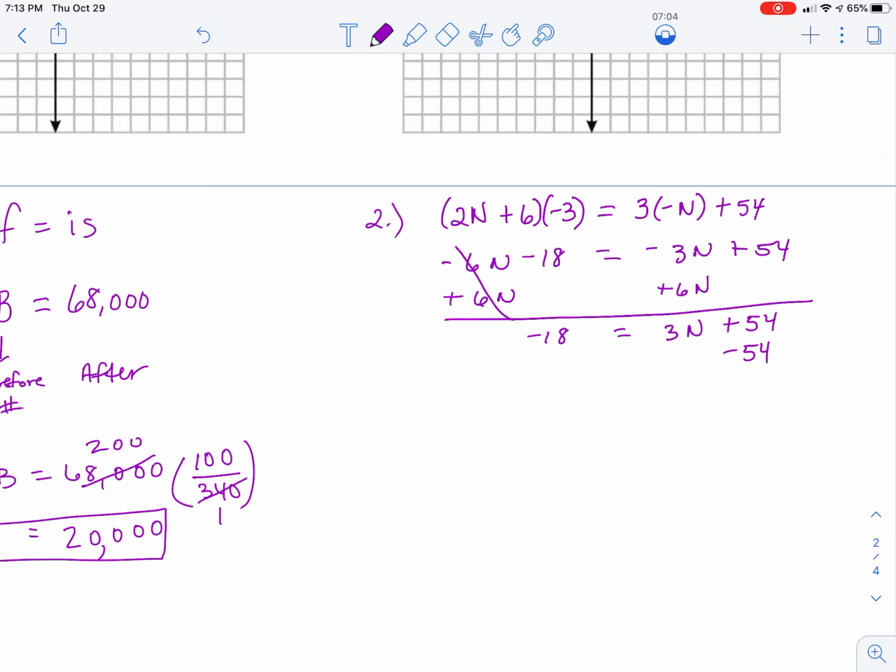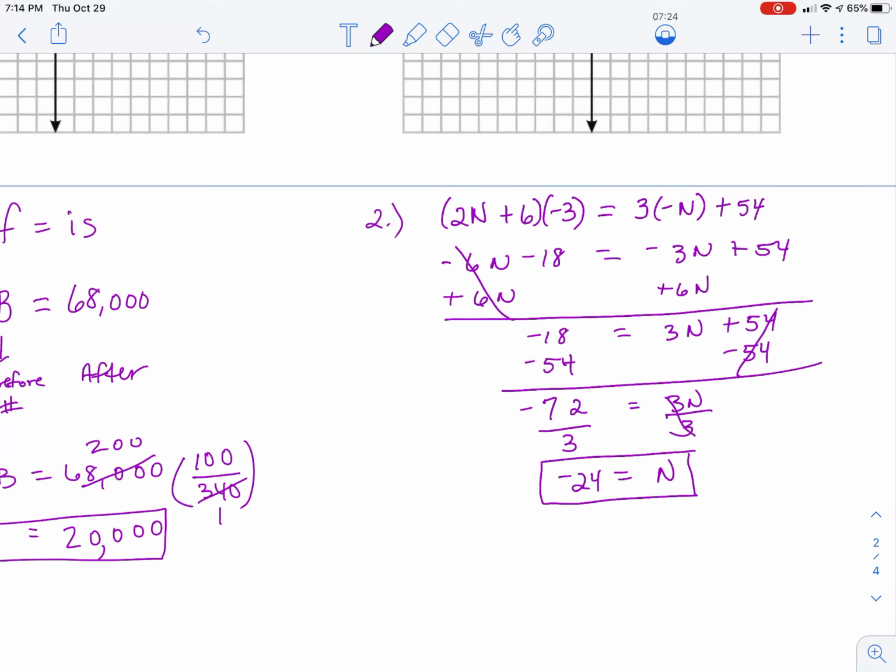And then I'm going to get 54 onto the other side by subtracting it from both sides. I wanted to make sure I keep my equation in balance. And I'm going to have a -72 over here. We'll divide both sides by 3. And when you do the math on that, you're going to end up with a -24. So n is equal to -24. So box your answer in, and that's number 2.